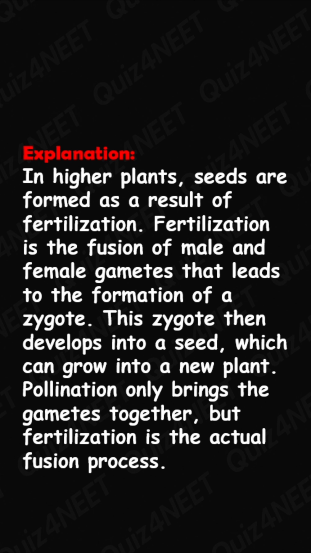Fertilization is the fusion of male and female gametes that leads to the formation of a zygote. This zygote then develops into a seed, which can grow into a new plant. Pollination only brings the gametes together, but fertilization is the actual fusion process.